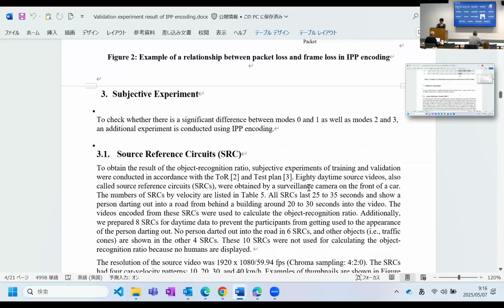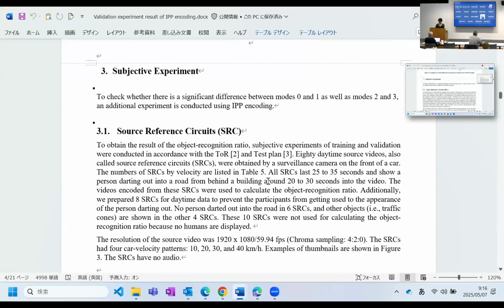This section shows the subjective experiment. To obtain the results of the object recognition ratio, subjective experiments of training and validation were conducted in accordance with the TOR and test plan, which was submitted before at the standardization meeting. We explain the conducted experiment briefly.